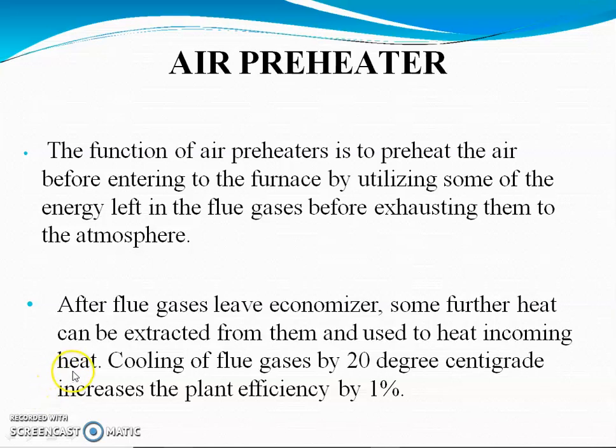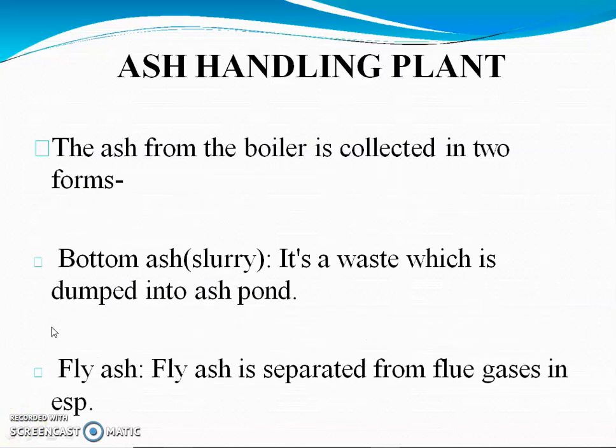And the next important component is the air preheater. The function of air preheaters is to preheat the air before entering the furnace by utilizing some of the energy left in the flue gases before exhausting them to the atmosphere. After flue gases leave the economizer, some further heat can be extracted from them and used to heat incoming air. Cooling of flue gases by 20 degrees centigrade increases the plant efficiency by 1%. In the ash handling plant, the ash from the boiler is collected in two forms. One is bottom ash and another one is fly ash.